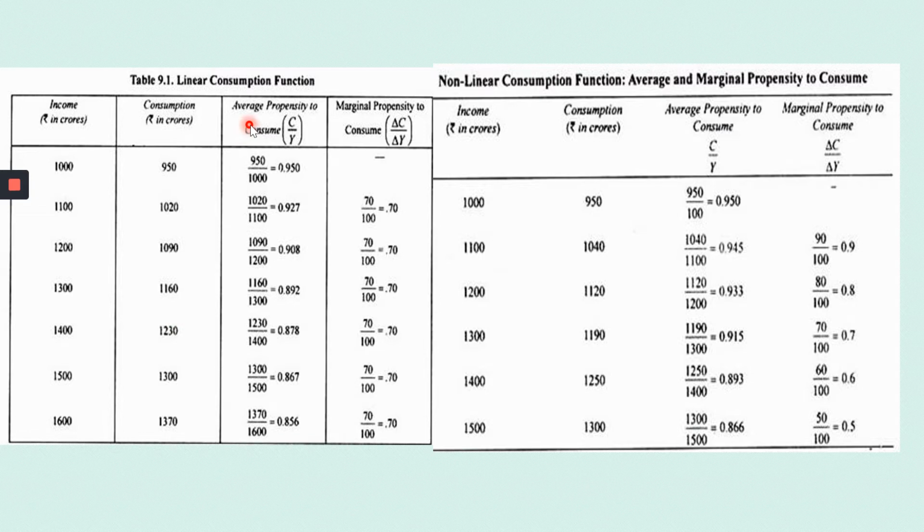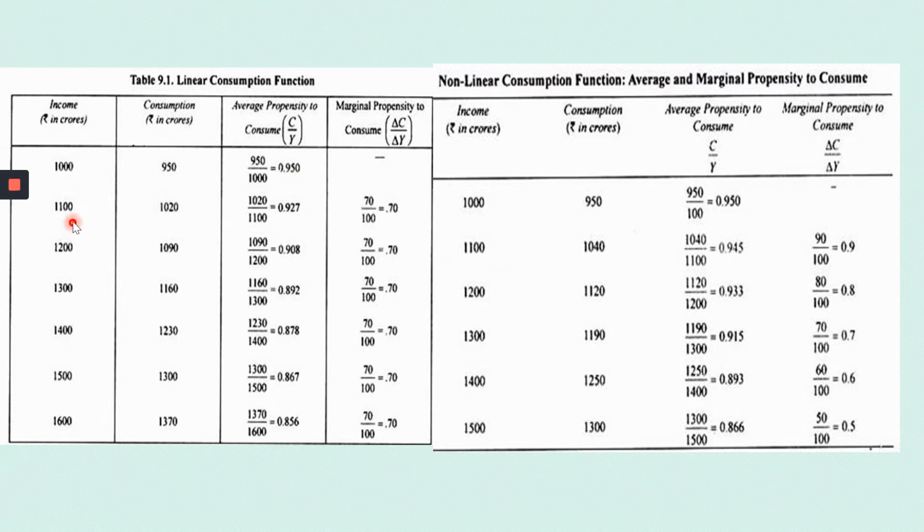So how do you find out the average propensity to consume, that is APC? In the previous slide, I told you what is APC and MPC. So what is APC? APC is calculated by the formula C by Y. So what is your C? Consumption is 950, and what is your income? 1,000. So it is 950 divided by 1,000, that is 0.950. Are you able to understand?